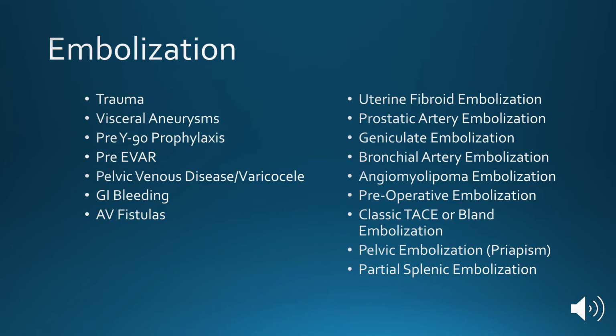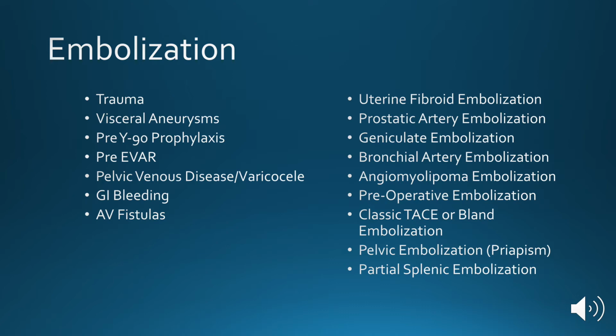And the list is actually far longer than what I've presented here. You can look at trauma, visceral aneurysms, pre-operative work before Y90 administration or endovascular repair of AAAs. You can look at the work we do in pelvic veins to treat varicoceles and pelvic venous disease, GI bleeding, AV fistula maturation, embolization work can be done.